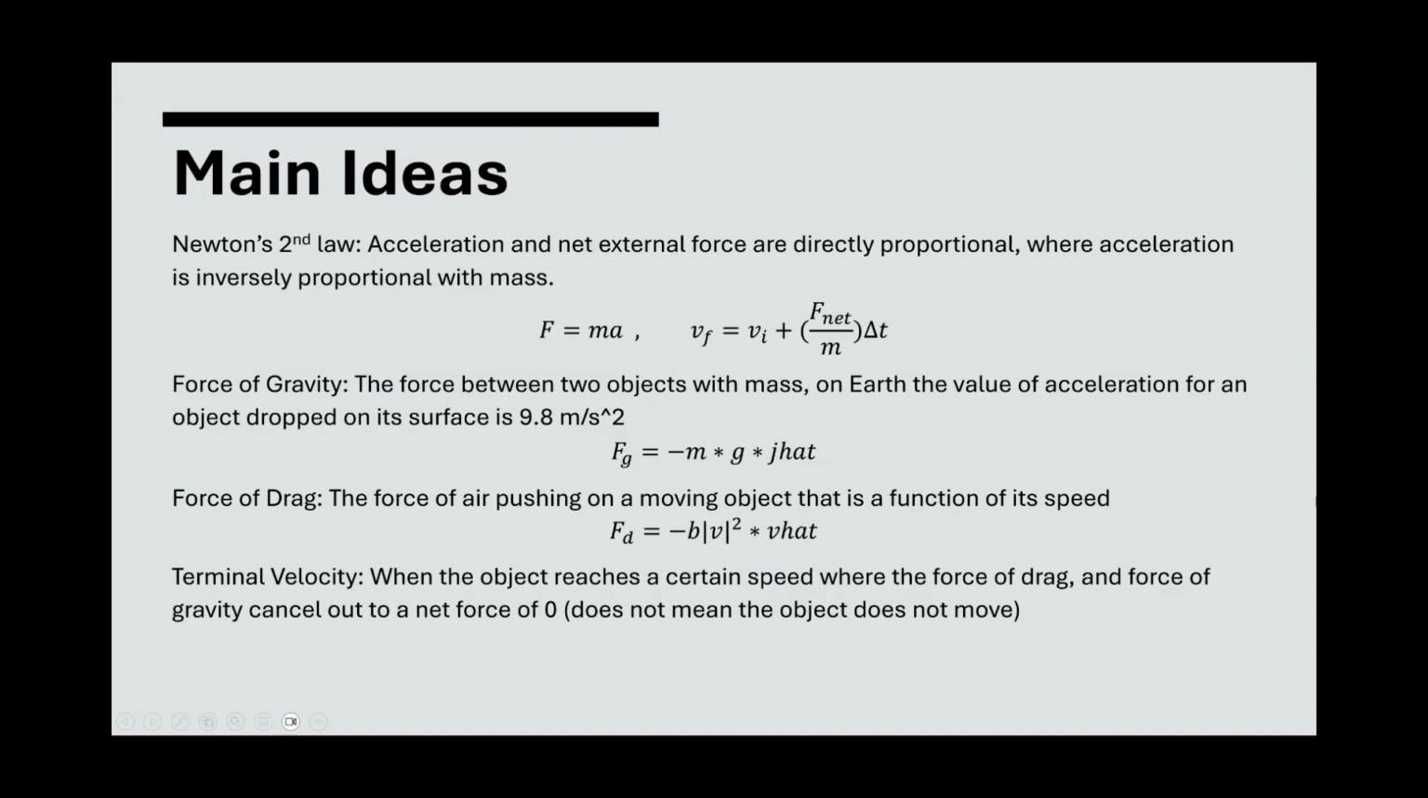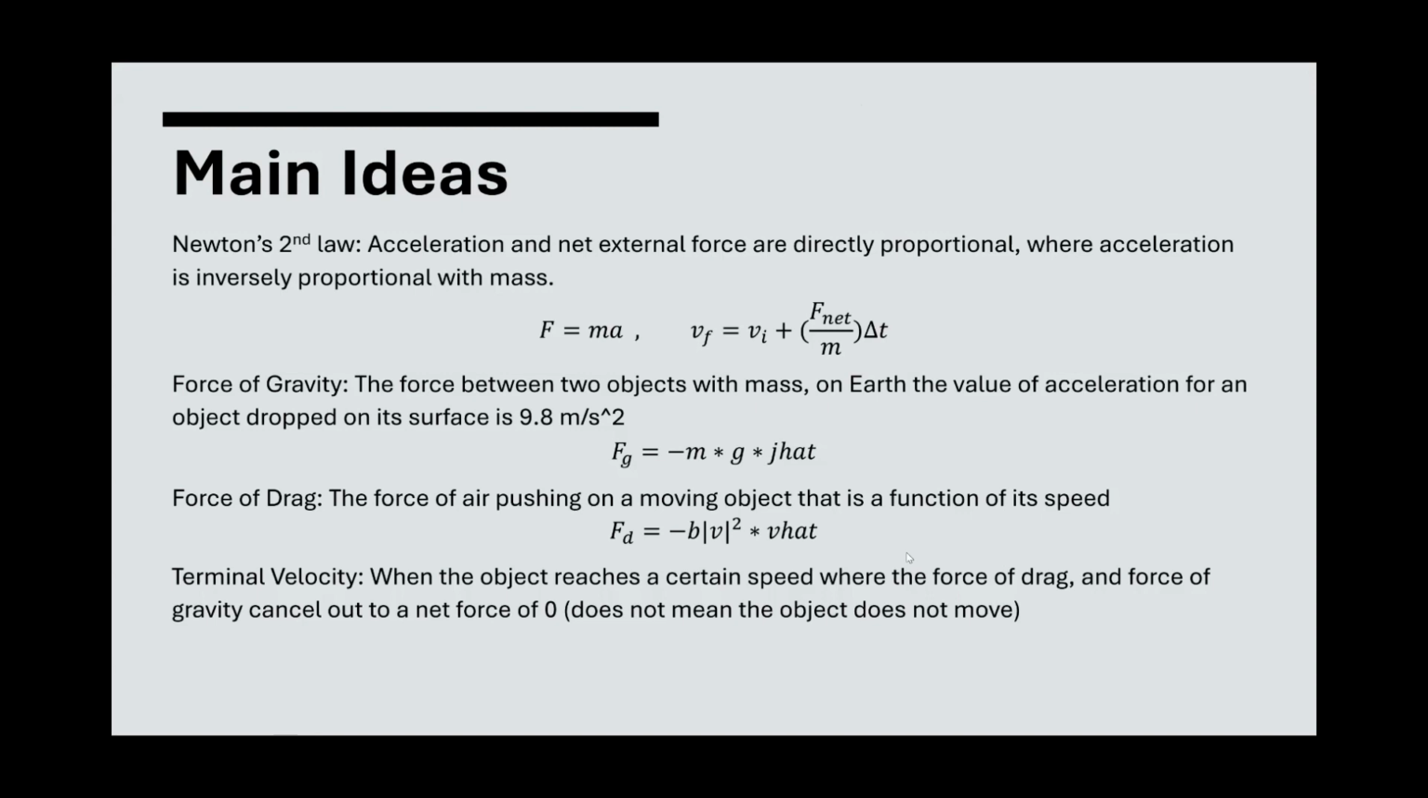Force of gravity is the force between two objects with mass. On Earth, the value of acceleration for an object dropped on its surface is 9.8 meters per second squared. And the equation for this lab is Fg equals negative m times g times j hat, where j hat is just the vertical direction going upward, and it's negative because in this lab gravity is acting downward.